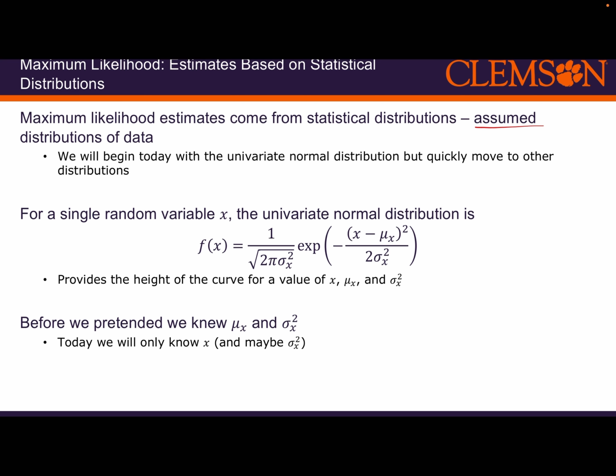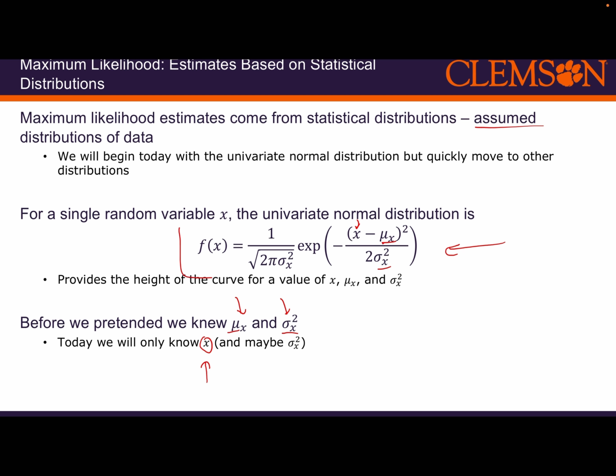So for a single random variable x, we saw the univariate normal distribution previously. This is its probability density function, or PDF. There's x. It has two parameters, the mean, mu, and the variance, sigma squared x. And previously, to plot a normal distribution, we'd say, for a given mu and a given sigma squared, once we plug in an x, we'll see how relatively likely that x is to occur, the height of the curve. However, in estimation, we don't know what mu and sigma are, but we only know x.